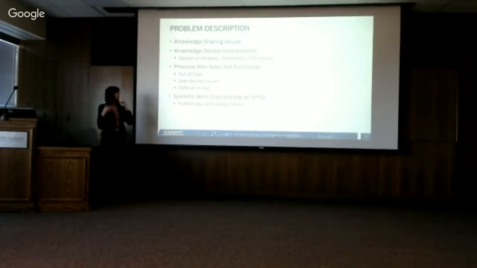The other issue with some of the other storage systems we use besides the wiki, like Dropbox, is that these systems were inaccessible on the VPN. This was a huge problem since we have a global team, because people would have to be hopping on and off the VPN constantly to either share something or upload something, and this just caused some problems.